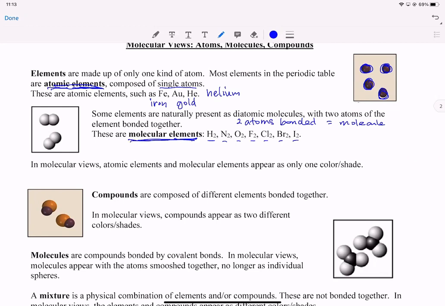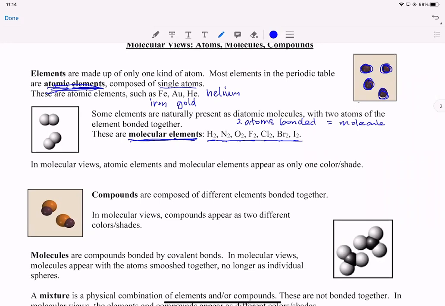So there are 118 elements on the periodic table, and the majority of those 118 are individual atoms. They're called atomic elements. But these are the molecular elements. So this is how many of them? 4, 5, 6, 7. There's 7 molecular elements.